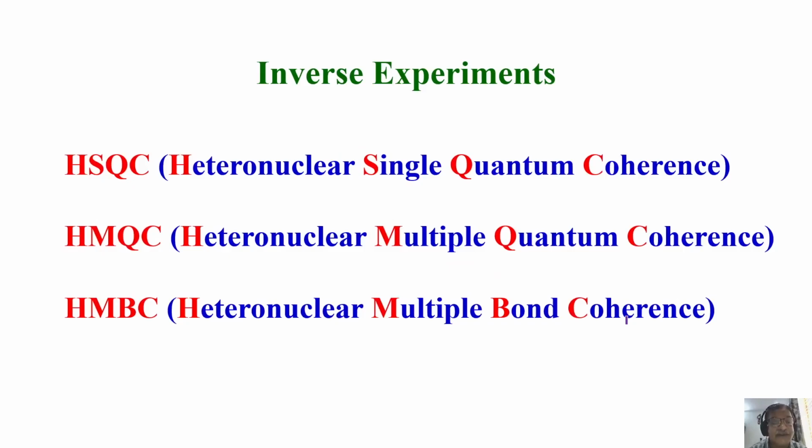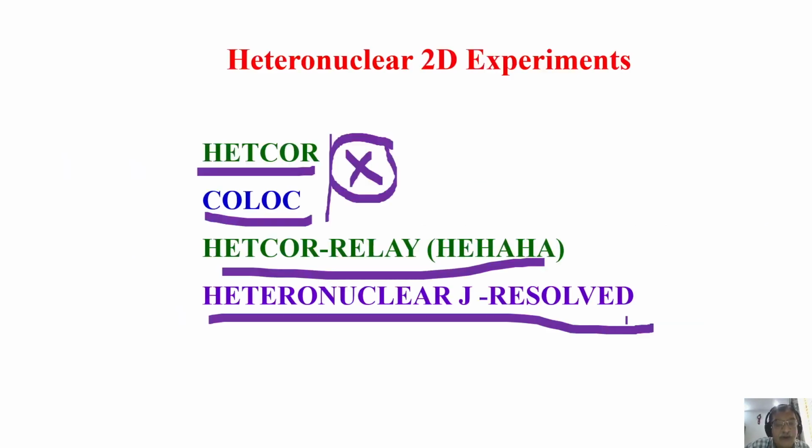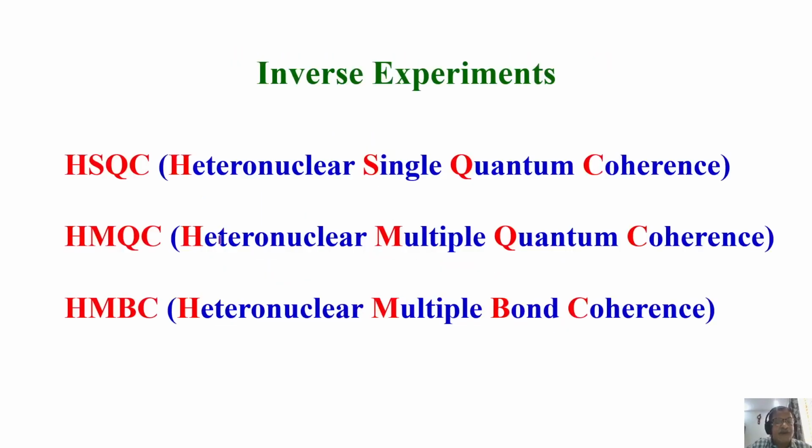So there are inverse experiments, which are very, very powerful and very popular. Nobody uses HETCOR, COLOC, I told you, nowadays. This type of experiments are not used because they are very time consuming. Of course, the information will be similar to these experiments, but these are faster experiments. It saves a lot of time. They make use of polarization transfer. What it does is take the magnetization from abundant spins, give it to carbon or nitrogen, the non-abundant spin, and take it back to proton.